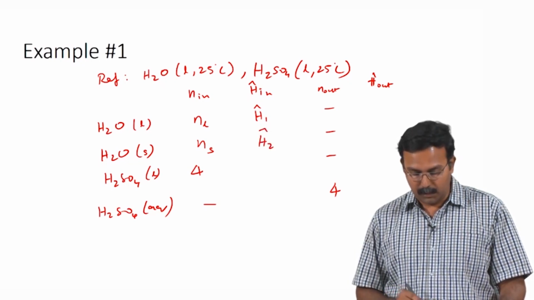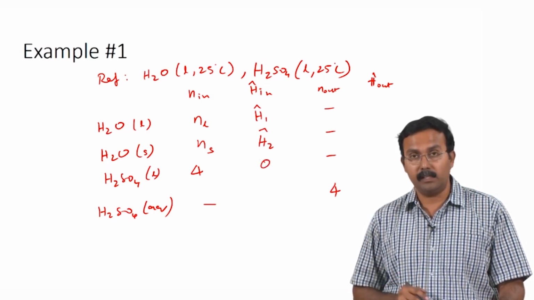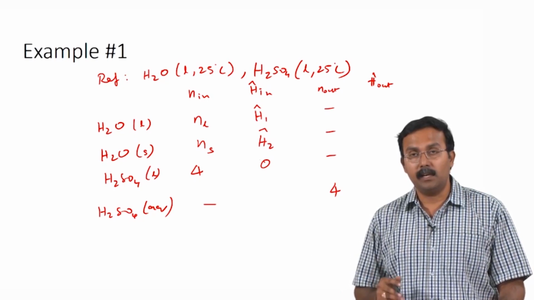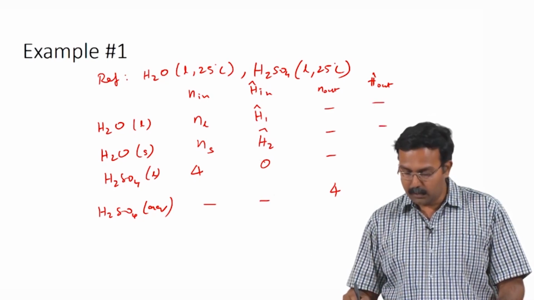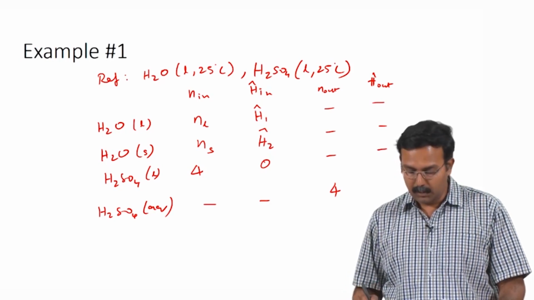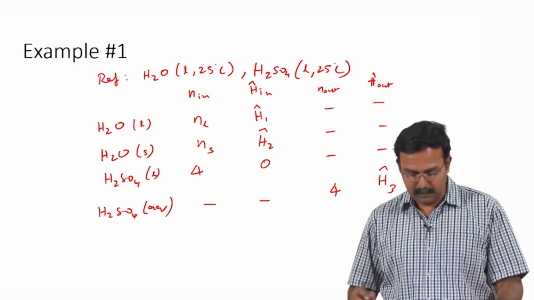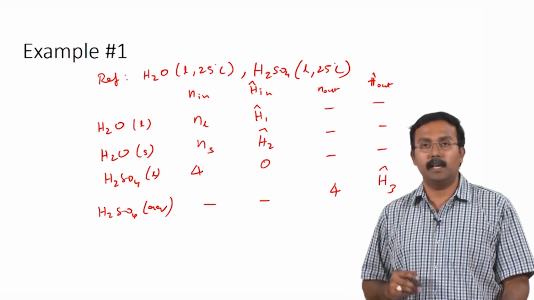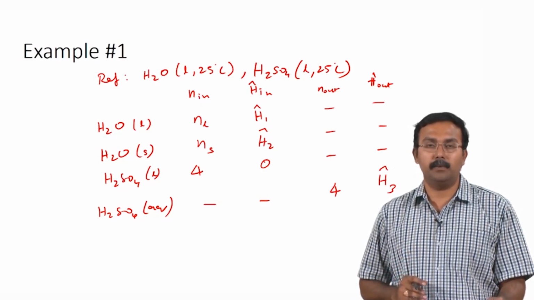Enthalpy of liquid sulfuric acid would be 0 because it is present at 25 degrees Celsius, which is the reference state we are using, and we do not have to worry about this. These 3 we do not have to worry about, and we have to identify the enthalpy associated with the formation of sulfuric acid aqueous. Now, these are the terms which we have to identify.